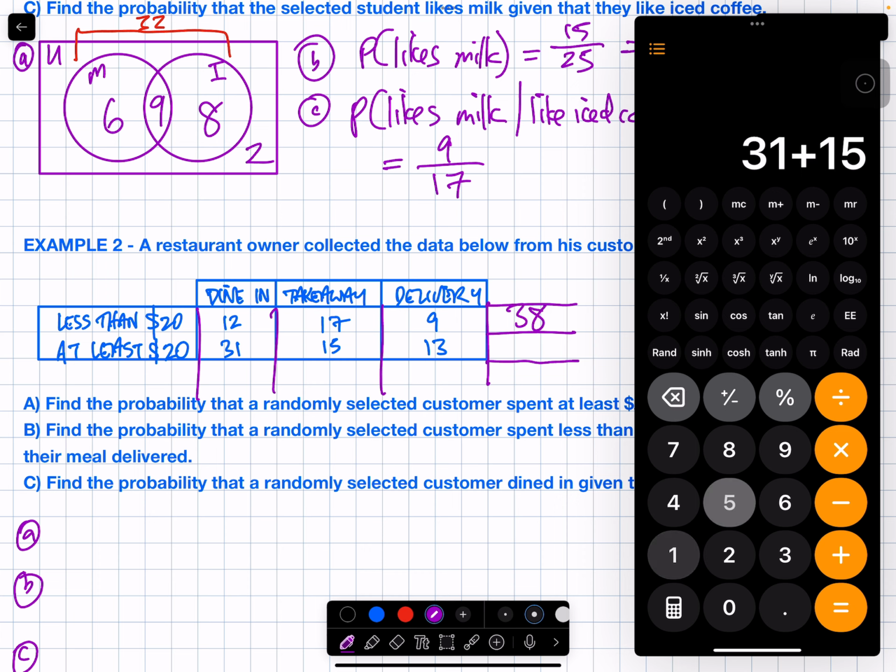31 plus 15 plus 13. There's 59 people that spent at least 20. 12 and 31. 43 people dined in. 17 and 15. 32 people took away. 9 plus 13. 22 people could afford the delivery.